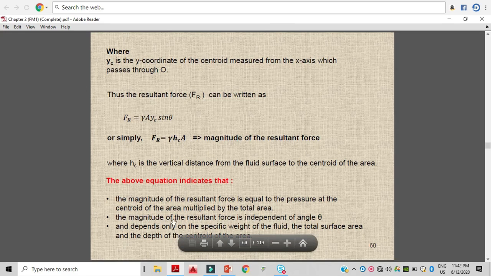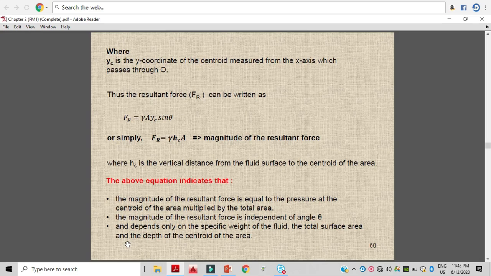Second, the magnitude of the resultant force is independent of angle theta. You can see there is no angle theta here. So that means the net resultant force is independent of theta and depends only on the specific weight of the fluid, the depth of the fluid, and the area of the surface on which the pressure is acting, that is, the total surface area and the depth of the centroid of the area.